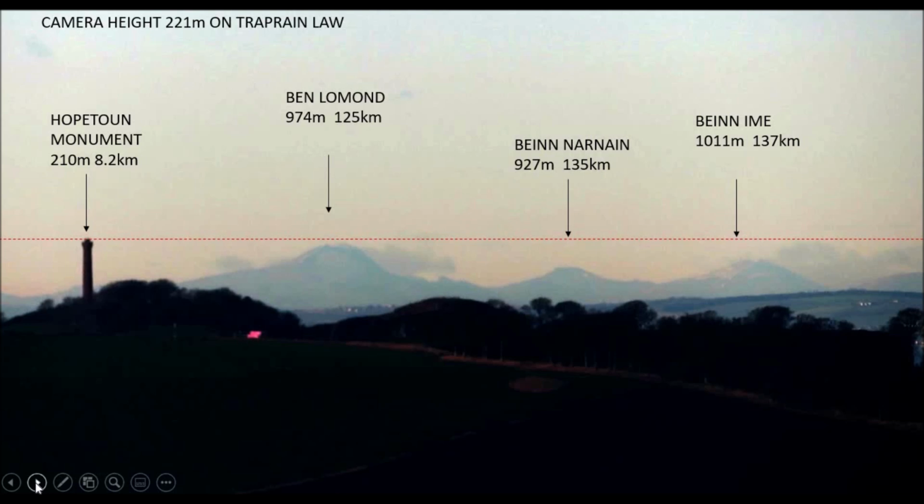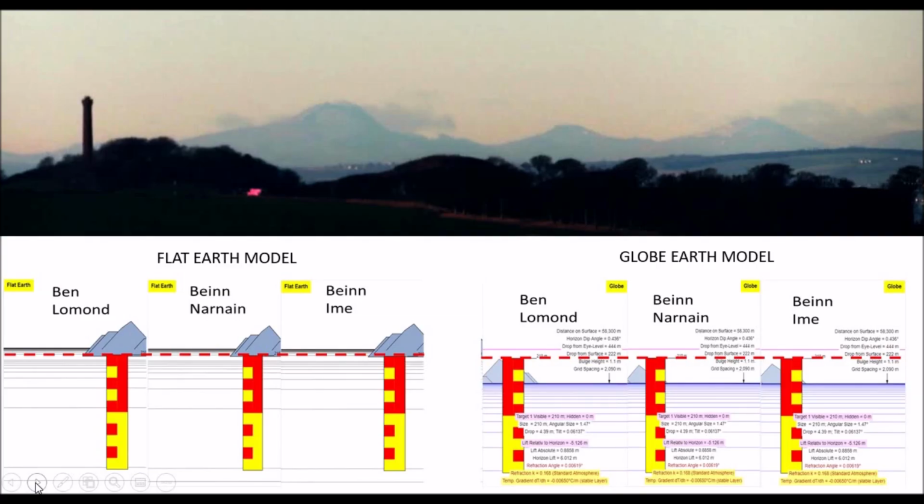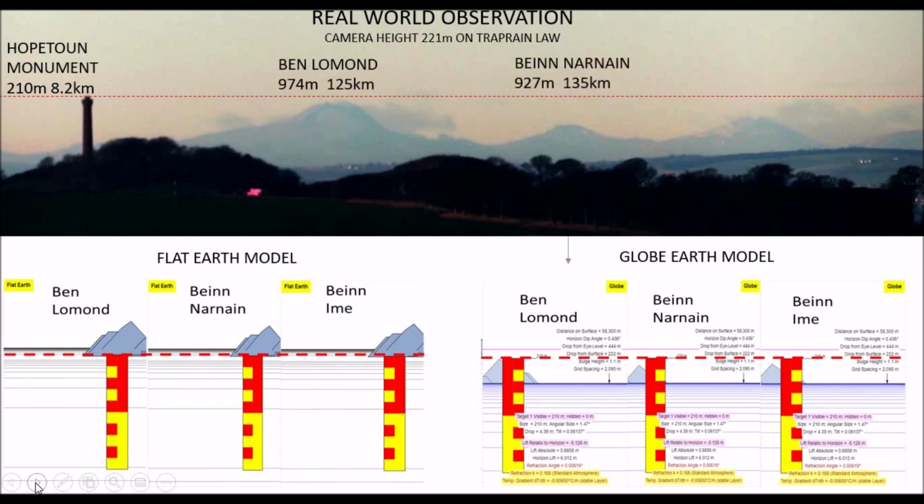This can be confirmed by looking at a computer model of the same observation. So we have the observation at the top. It's just been cropped to make it fit. And at the bottom here are stills taken from Walter Bislin's curvature calculator model, where you can compare what happens on a flat Earth and what happens on a globe Earth, or what is predicted to happen.